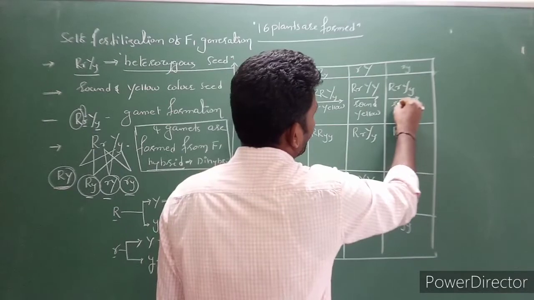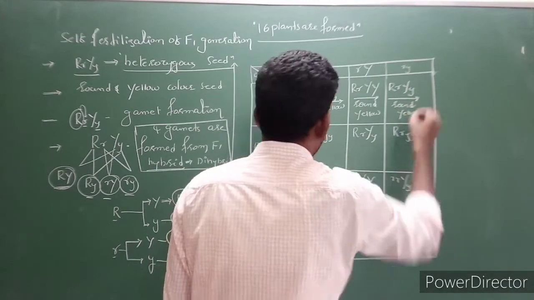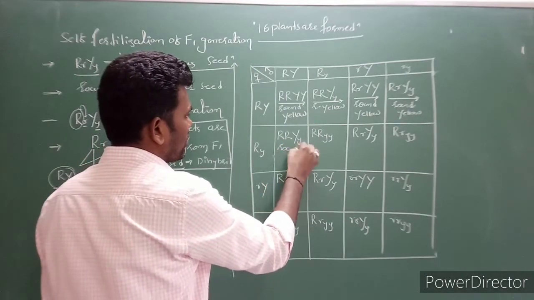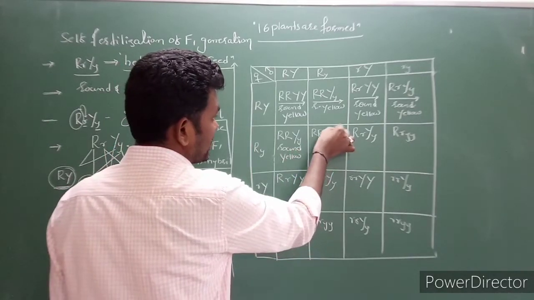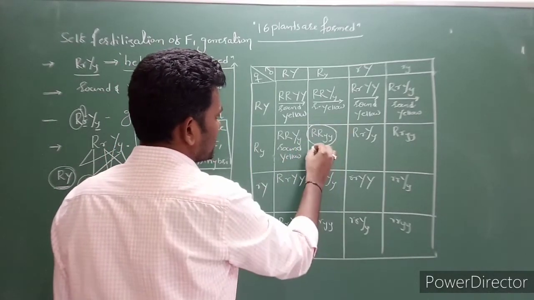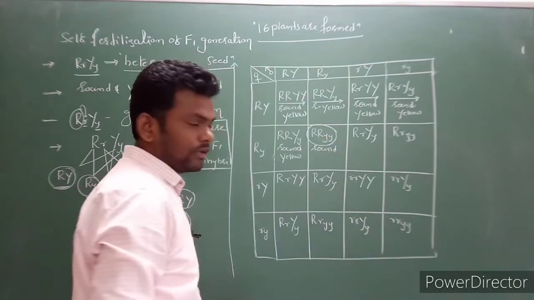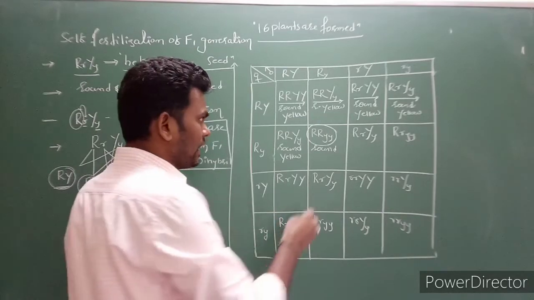And here also round yellow. This character also round yellow. And here we can get one new character, that is round and small y. What is it? Capital Y is yellow, small y is green.